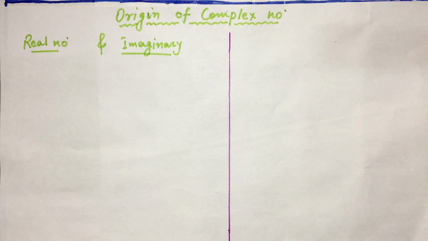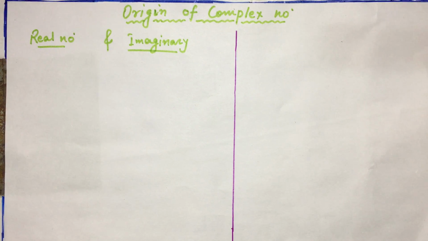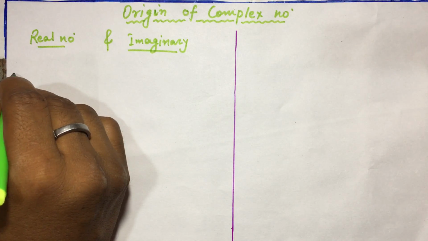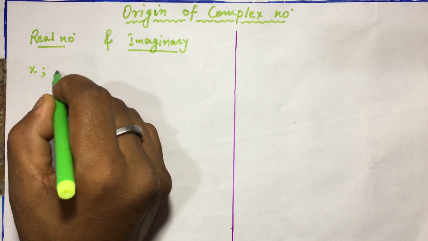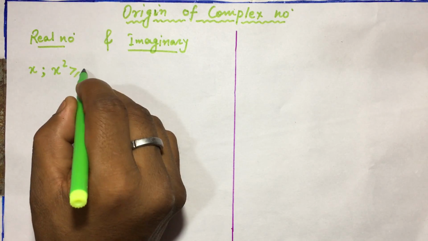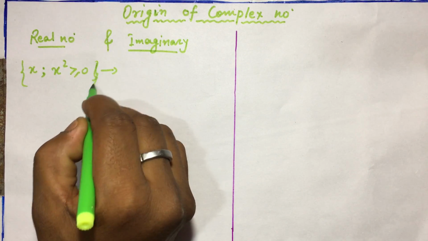So guys, in this video I'm going to tell you the origin of complex numbers, how they came about, and why we needed to study them. Before we start anything, let us know what a real number is. The definition of a real number is any number x which, when squared, gives a result greater than or equal to 0. This number is known as a real number.